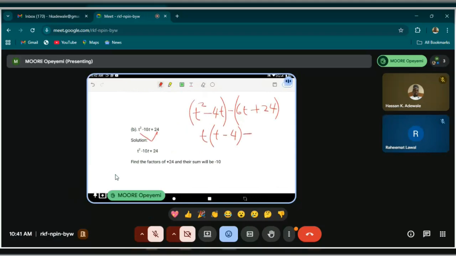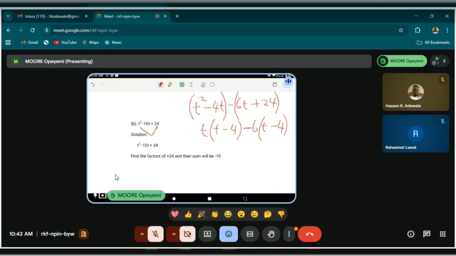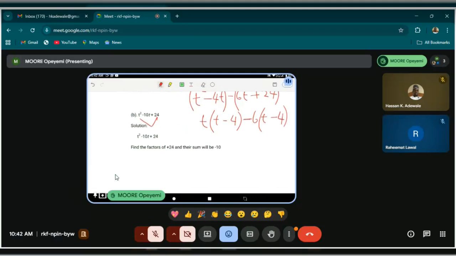Then the content of the bracket has 6 as the HCF. So we write 6, then open bracket. You will see t. 6 can go in 24 4 times. So you can see the content of the bracket is still the same. So we pick one out of them and we pick the other one. t minus 6, t minus 4. That is that.